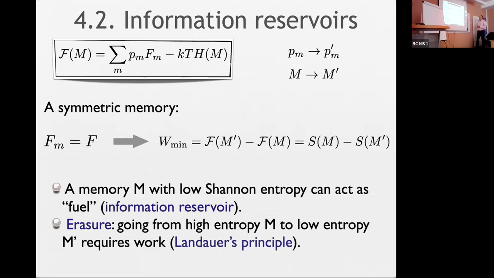You can have the other way around, and this is interesting. You can have a memory with all zeros. This is very low entropy, so this is zero. And you can disorder the memory. So this is positive, and the work is minus this, which means that I extract work. So if I have a very ordered memory, all zeros, and I disorder it, I can extract work. There is a very interesting paper by Jarzynski and Mandal.